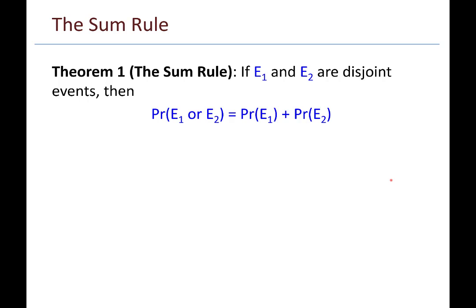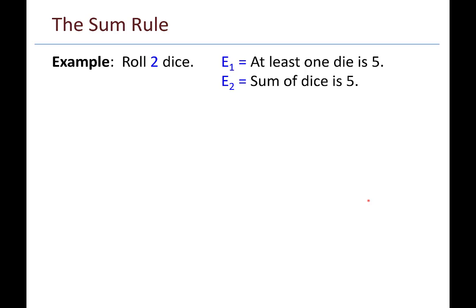Here is the sum rule. The sum rule says that if event 1 and event 2 are disjoint, then the probability of event 1 or event 2 is the probability of event 1 plus the probability of event 2. So it's a really nice rule. It's very easy to apply, but it's also very important that our hypothesis is satisfied. This sum rule only works if the two events are disjoint, if they are mutually exclusive. Let's see an example. Suppose we roll 2 dice.